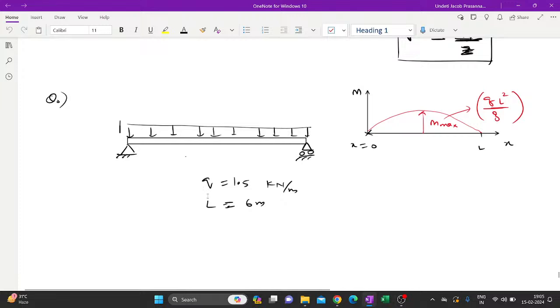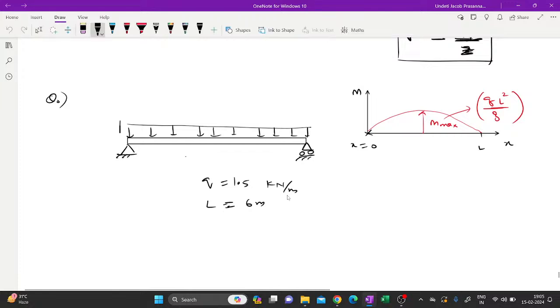So we have this Q value and this L value. Q value is in kilonewtons, so we need to convert this into SI units. 1.5 kilonewton is 1.5 into 10 cube Newton per meter, so this is 1500 Newton per meter here.